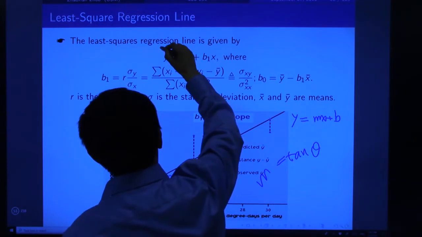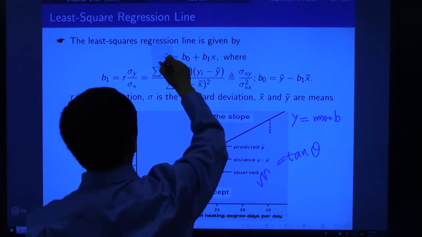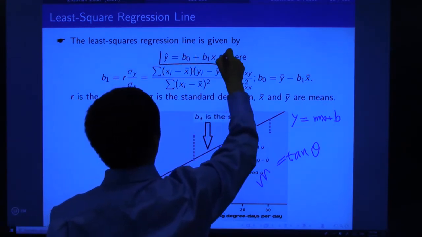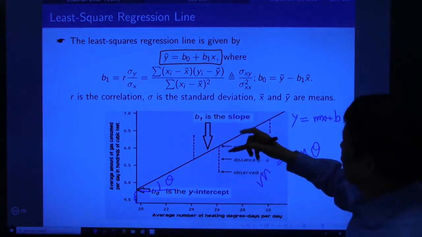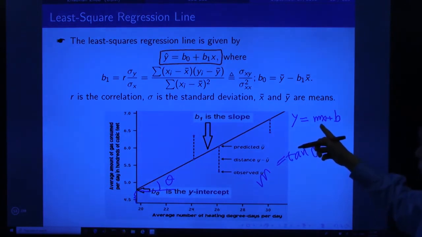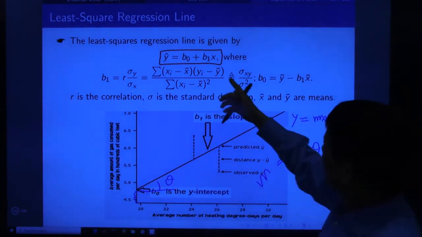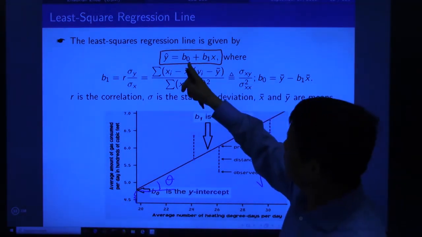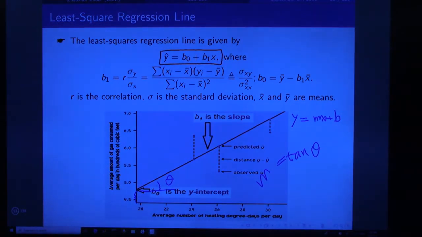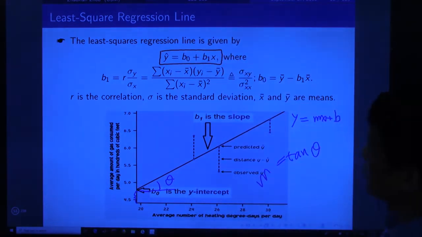Suppose the line equation is given like this: y hat equals b0 plus b1x. Here b1 is the slope. Right? We can use b1 here. And in math we may use m, or somebody may use k. That doesn't matter. Right? The b0 here is the y-intercept. And usually you just use b. But here in this class we use b0. How to find this b0 and b1 to get this straight line?